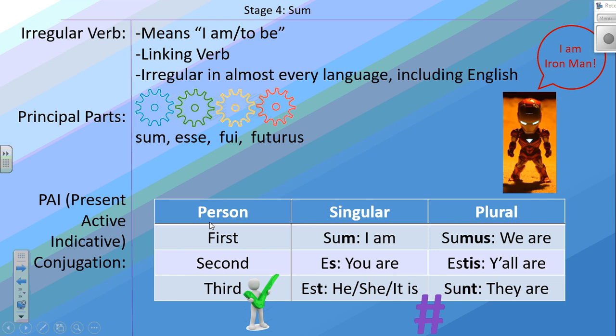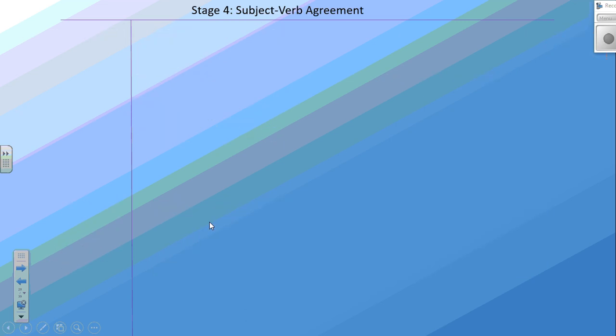Another one you'll hear me say all the time. Basically, anytime I conjugate sum or refer to sum in class, I'm going to run through the whole present tense conjugation for you because I want to make sure you get that memorized.